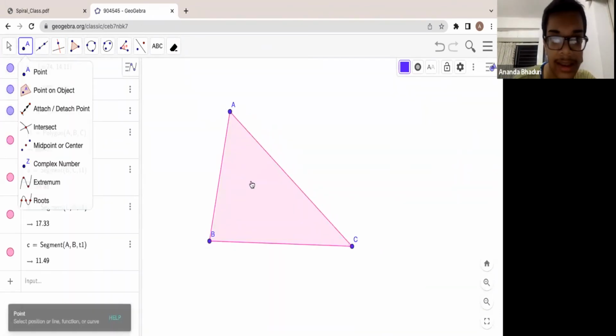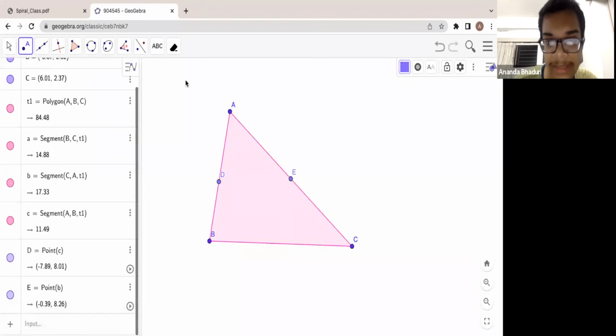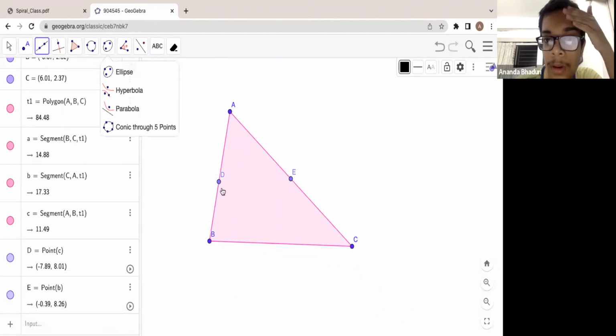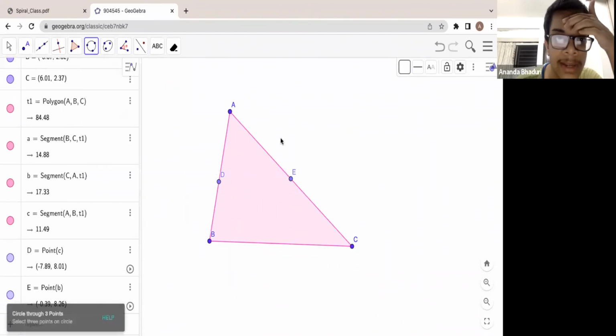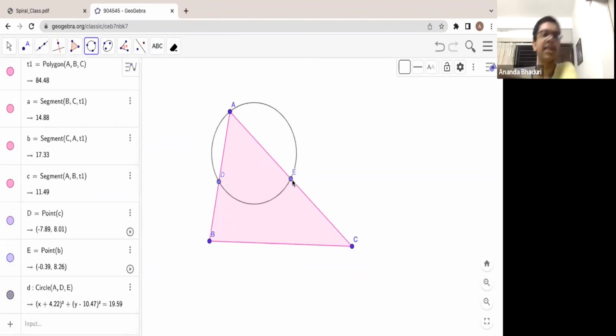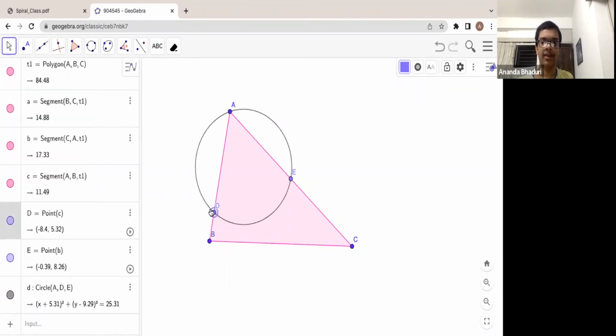You have a triangle, say, ABC, and say you have points D and E moving on lines AB and AC with constant velocity. Then the circle ADE always passes through a fixed point. This is what the coaxiality lemma is saying. So if you move D and E with constant velocity.